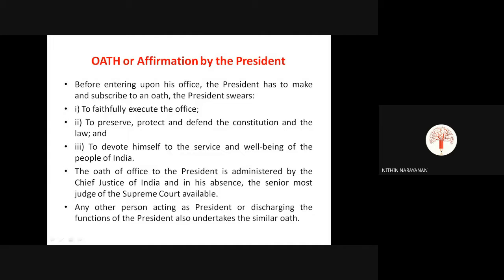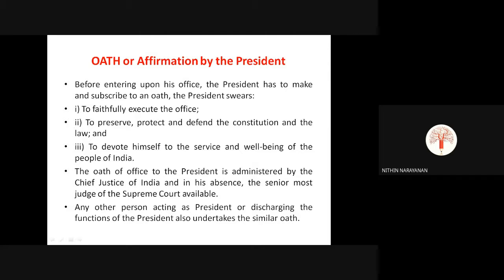So before entering to the house of the president, there is an affirmation which should be made, or an oath which should be made by the candidate. Okay, so before entering into his office, the president has to make and subscribe to an oath.